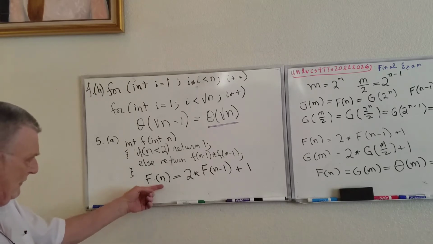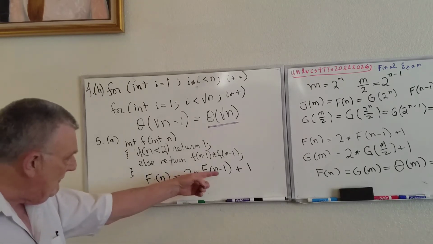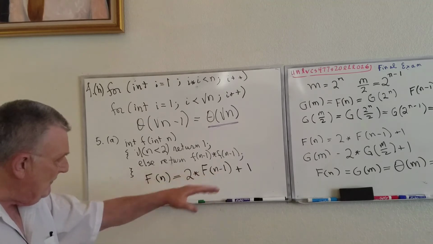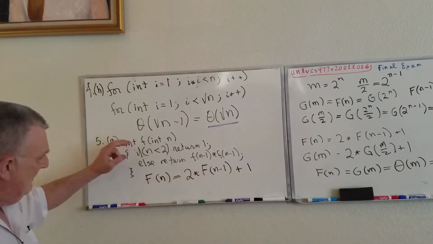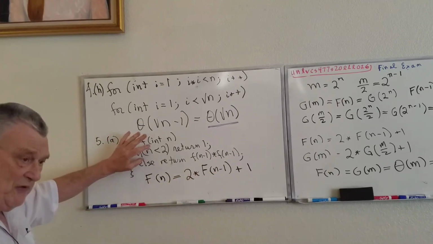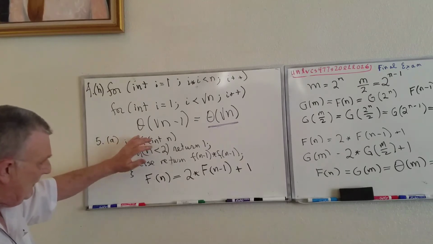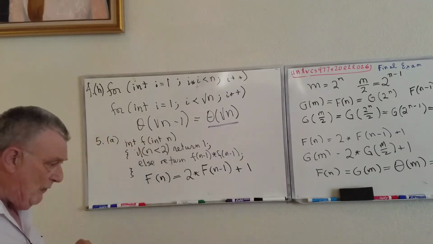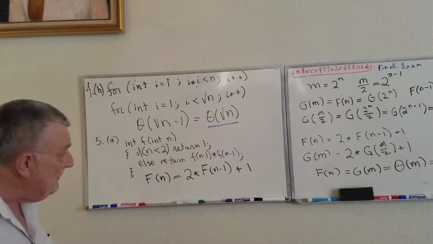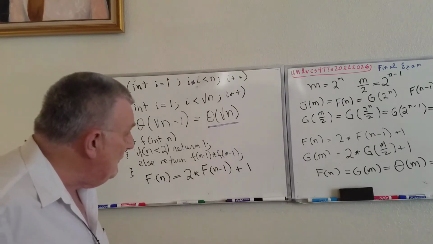We replace that by the recurrence. F of n is 2 times f of n minus 1. Now the plus 1 is justified by saying that it takes at least one time step to set up the recurrence, for the program to call itself twice. All right, so let's go over to here.